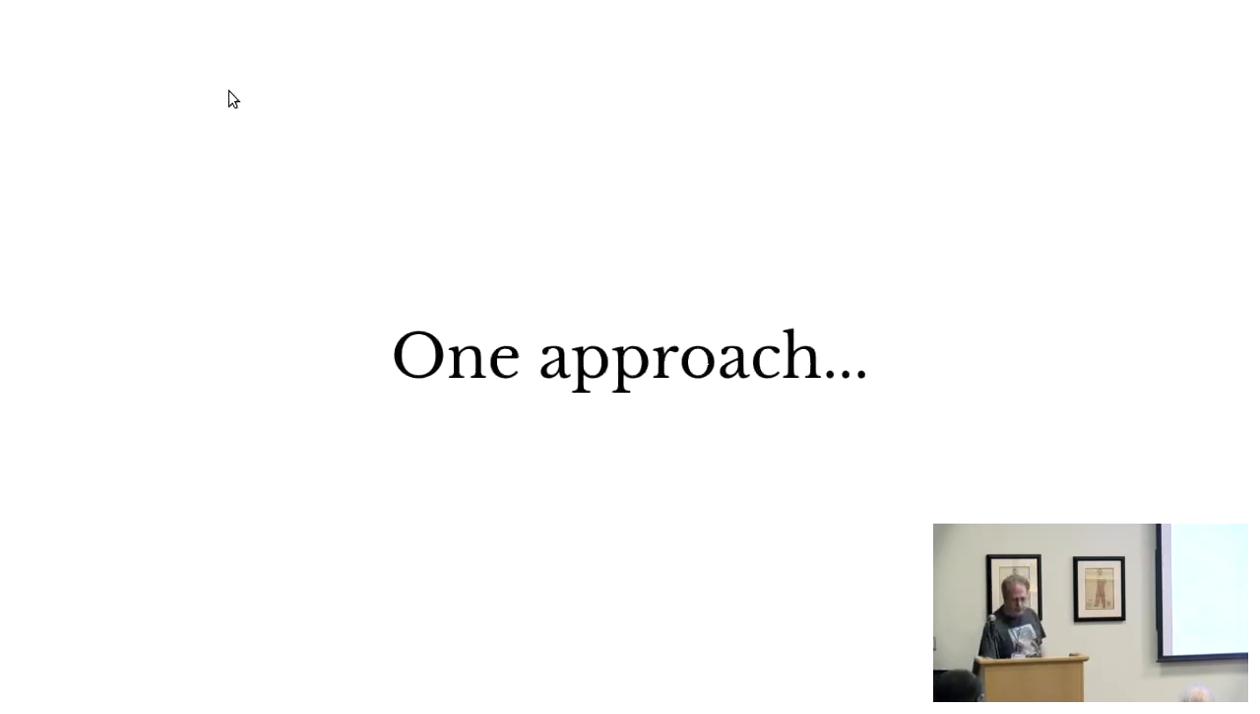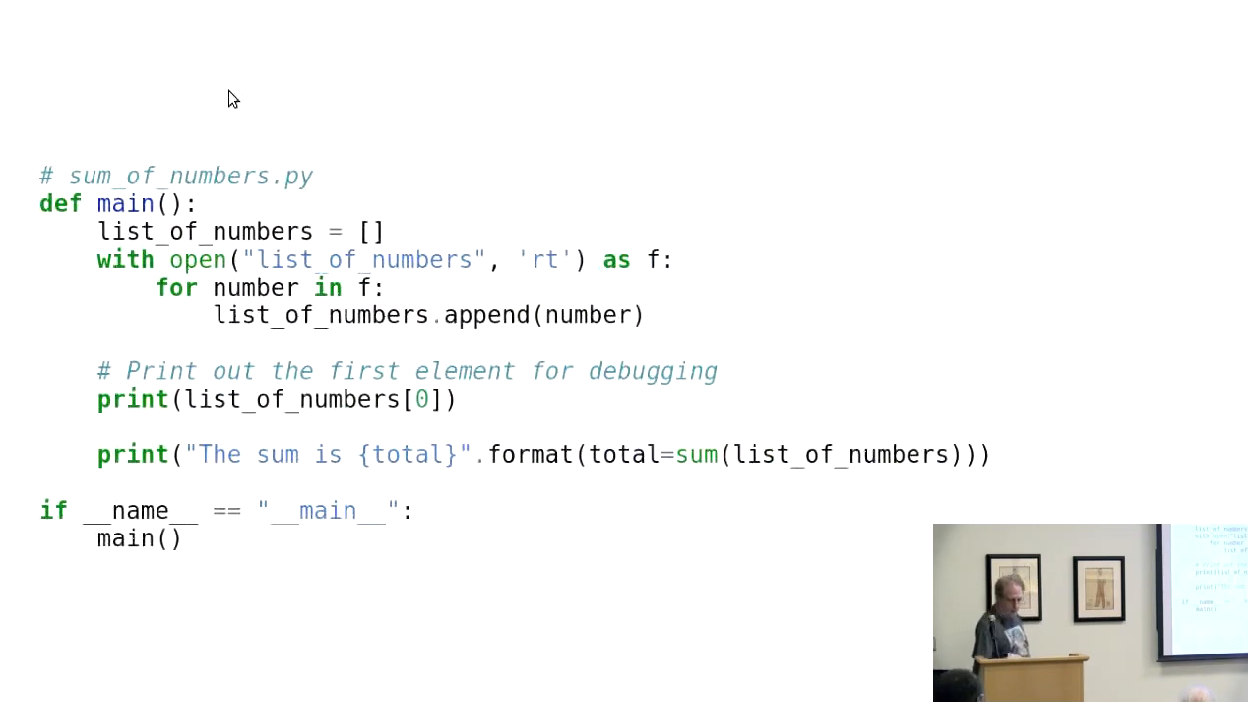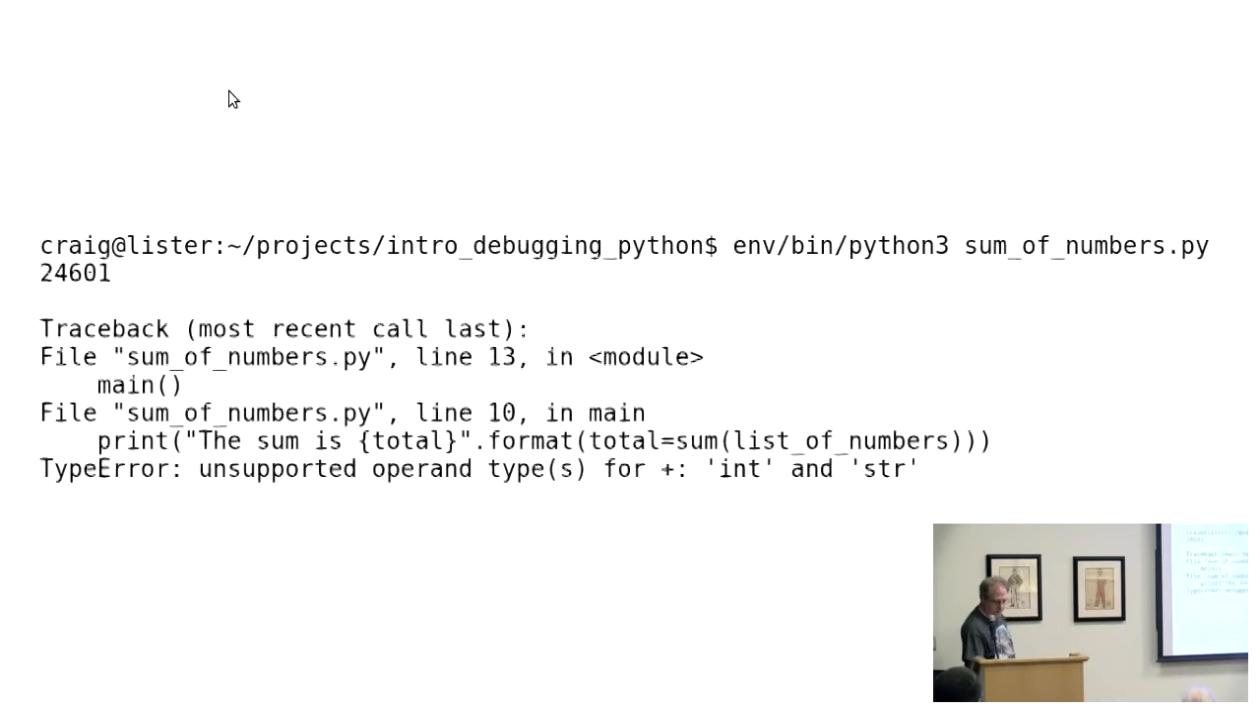We could print off the first element just to see what exactly is in there. That's one way of doing that. Instead of logging, just print the first one. So let's see what that does. So this is the first number that's in there, and what looks like a line feed. I'm not entirely sure what's going on in here. All right? But we're still getting our error out of there.